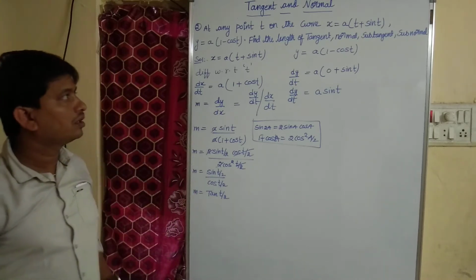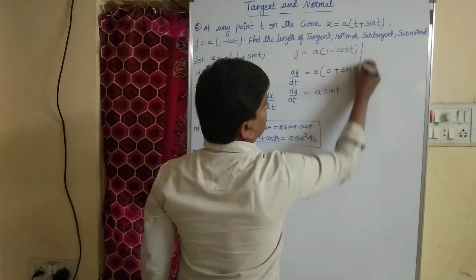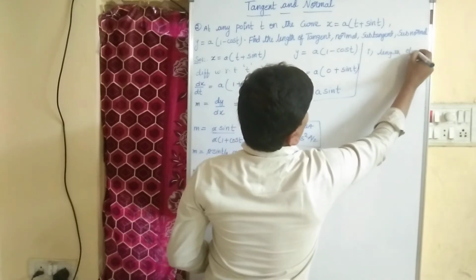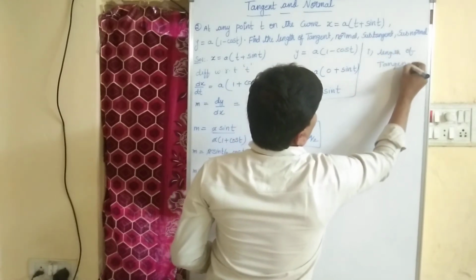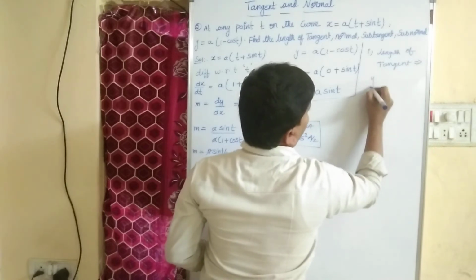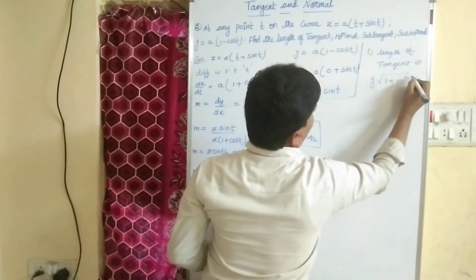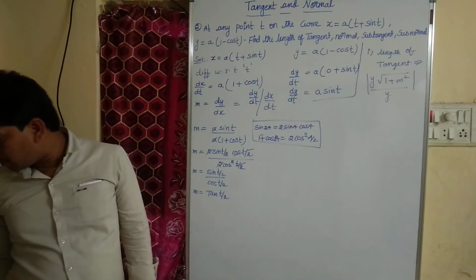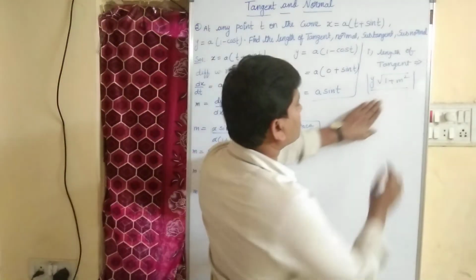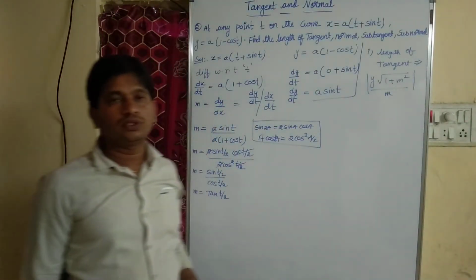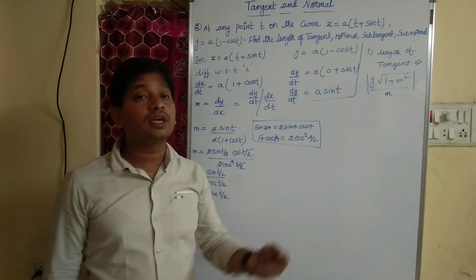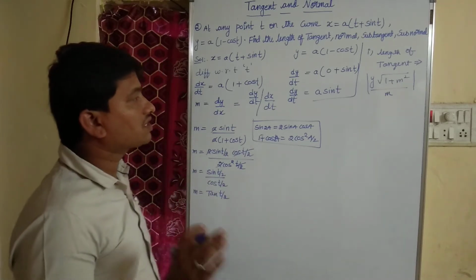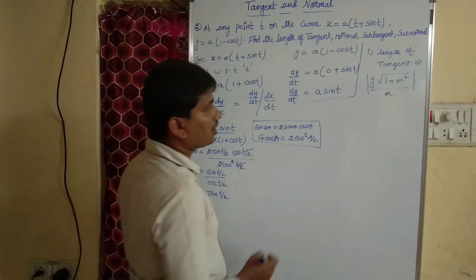That is our slope. Now what is our first question? First question is length of tangent. You know, children, what is the formula for length of tangent? Y into root over 1 plus m square by m. Children, the formula to find the length of tangent is modulo of y into root over 1 plus m square by m. Okay, let us find now.